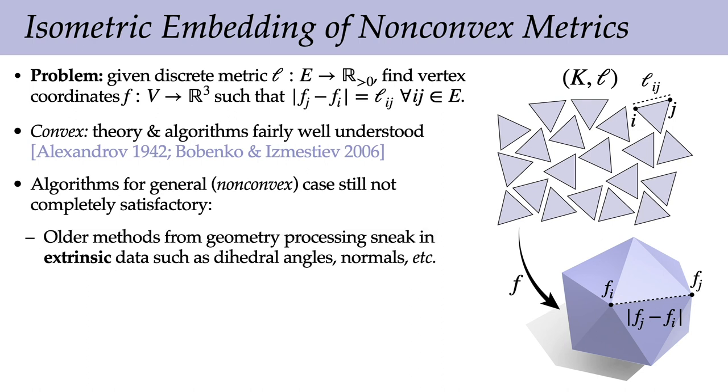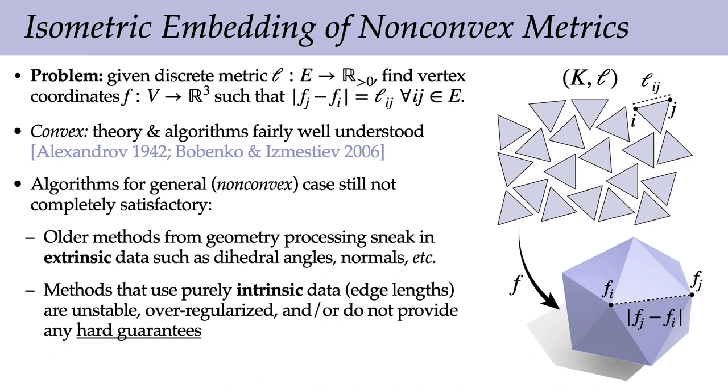So they either kind of secretly require some additional extrinsic information, like dihedral angles, or they provide a solution that isn't exact. It doesn't exactly match the given edge lengths, or doesn't come with any hard guarantees of when and how well it works. Okay, so the open problem is to really solve this problem for real, or at least say something concrete beyond the convex case about when it can and can't be solved.